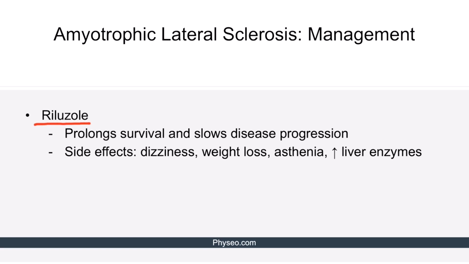Riluzole is usually used in the management of amyotrophic lateral sclerosis. It prolongs the survival and slows the disease progression. However, some of the associated side effects include dizziness, weight loss, asthenia, and elevated liver enzymes. Asthenia is lack of energy or strength.